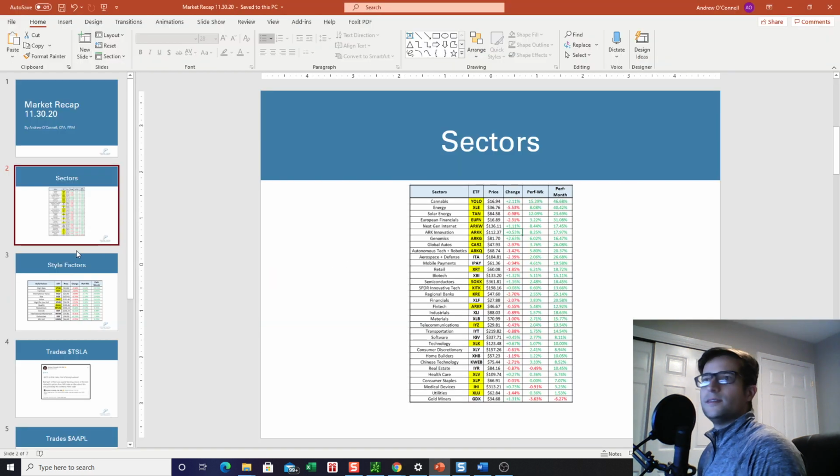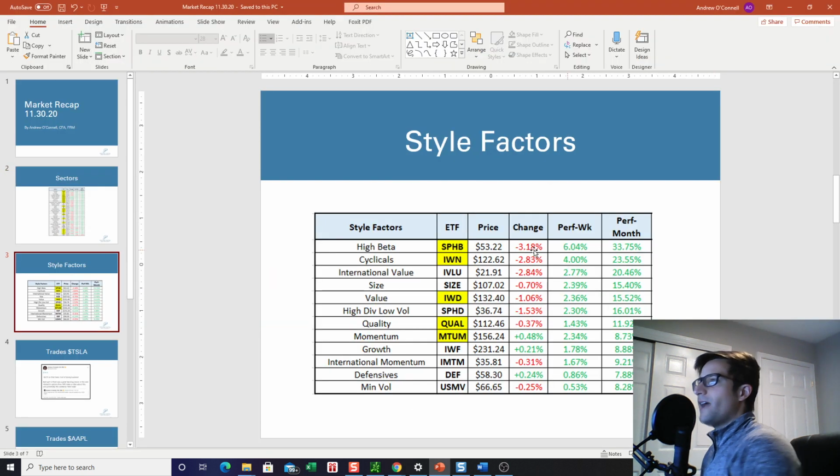So let's take a look as well at these style factors. You can see today we had all the ones with the highest momentum really getting crushed. High beta got crushed, down 3.18%. Cyclicals down 2.83%. And international value down 2.84%. The only ones that were positive were momentum, growth, and defensives. So this is sort of like a counter trend day, and we'll have to see if it develops into more or if this is just a little blip on the radar.